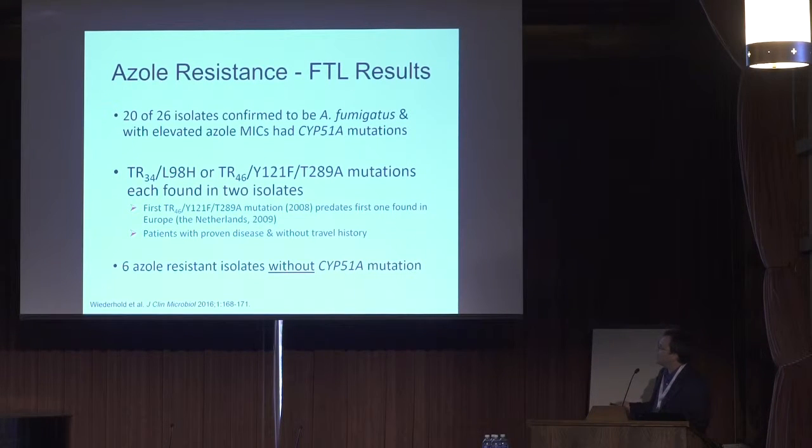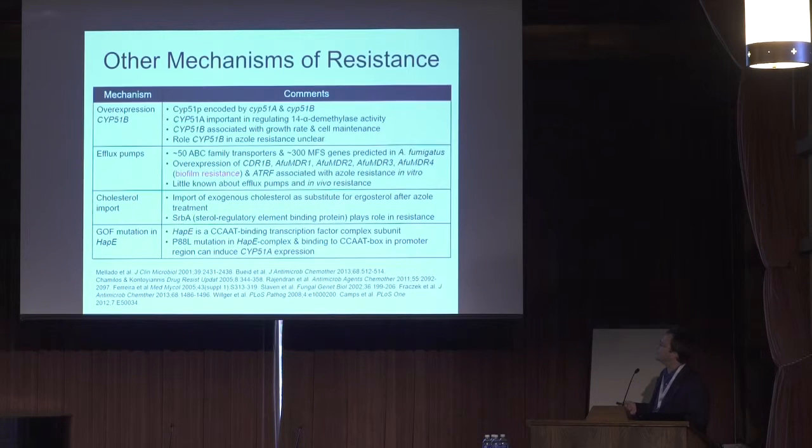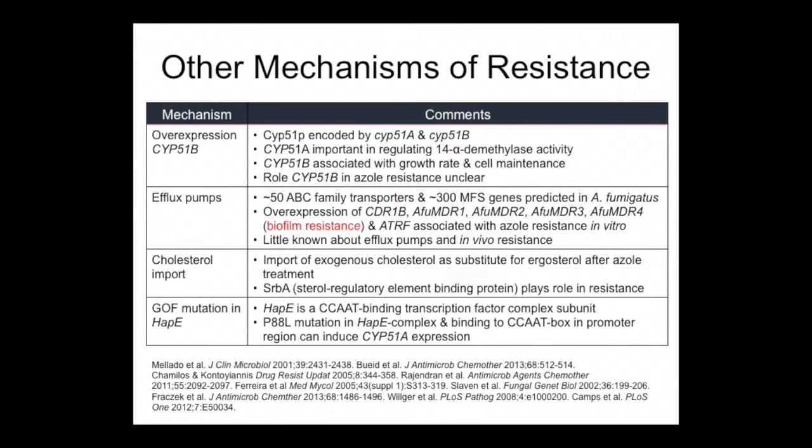Now, there are other things that have been described that might lead to azole resistance in Aspergillus fumigatus. Some have said that there could be an overexpression of CYP51B. There's actually a B component to CYP51. It doesn't seem to be really associated with ergosterol production, so the role of that specific gene in azole resistance is unclear.